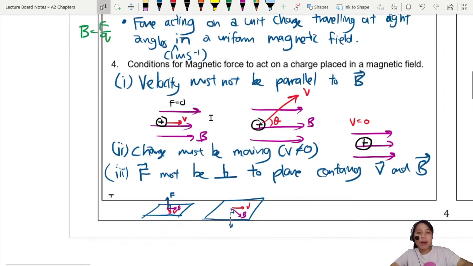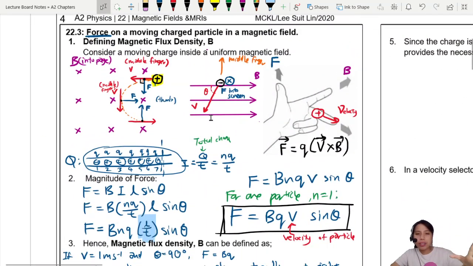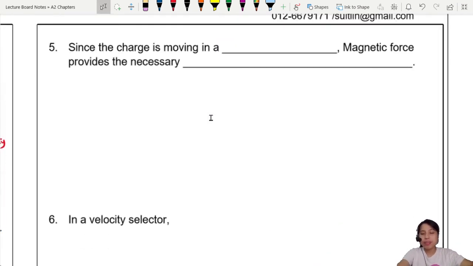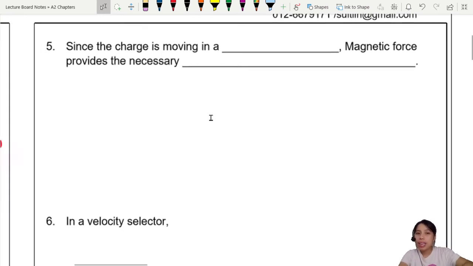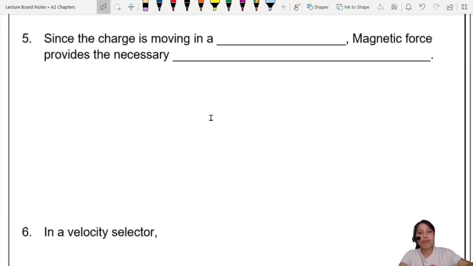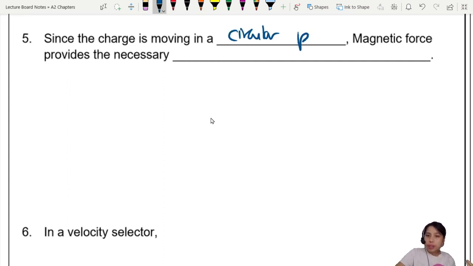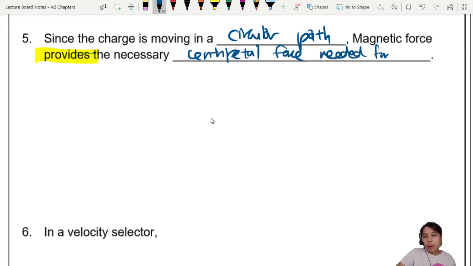Alright, so that is a refresher of how you can upgrade your understanding of force on conductors. Now we are talking about force on individual particles, and they will do cute spirals. So remember I mentioned, spirals are like circular motion, right? Well, you can apply circular motion to this concept of force on particles as well. Since the charge is moving in a circular path, we recognize that as circular motion. So we ask the question, what provides the centripetal force? How come the particle can go in a circle? Magnetic force. So magnetic force here provides, it's an important word, provides the necessary centripetal force required for circular motion.